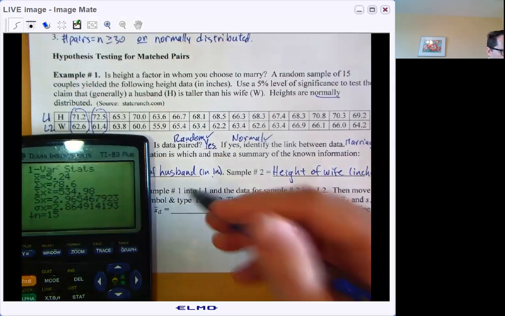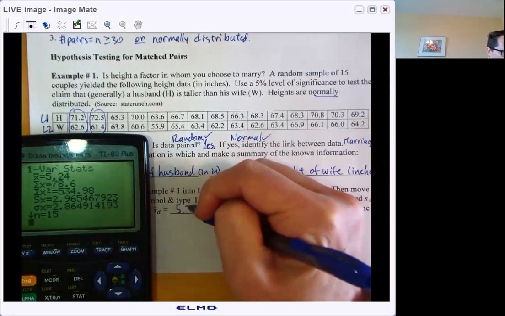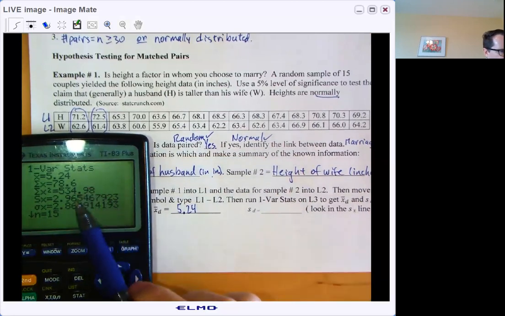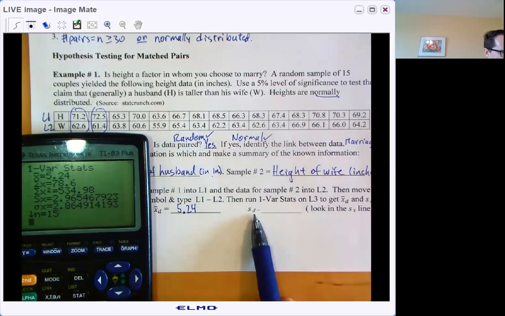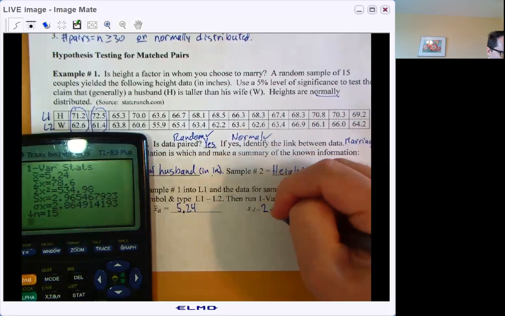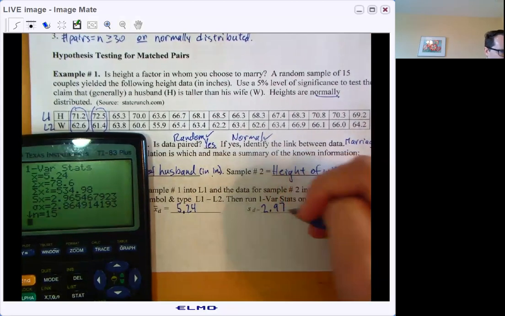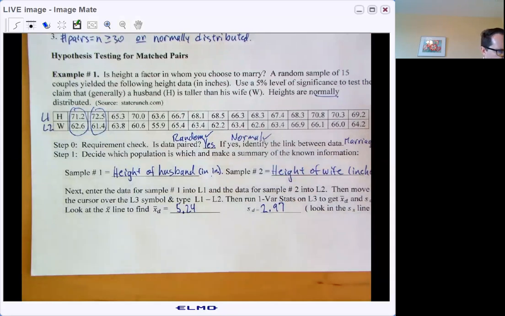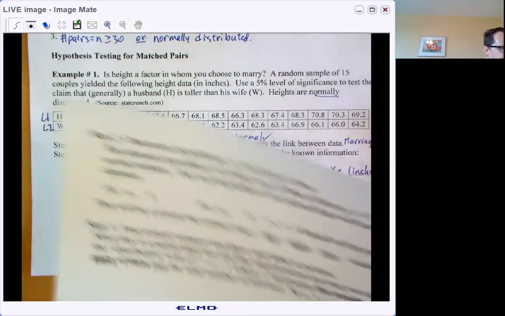And so to 2 decimal places, that's 5.24 inches. And the standard deviation of the differences is going to be, to 2 decimal places, 2.97. Okay. All right. So we've got that. And now let's set up our hypotheses.